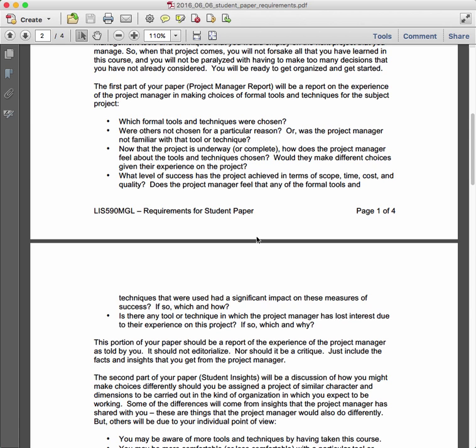What level of success has the project achieved in terms of scope, time, cost, and quality? Have the tools and techniques had an impact on scope, time, cost, and quality? I've got some more questions here, but you get the idea. Okay.